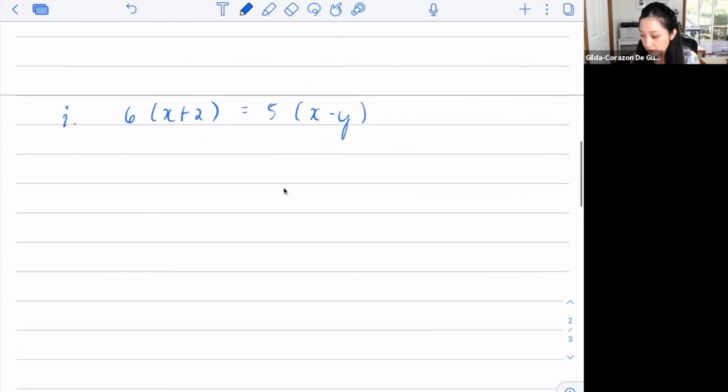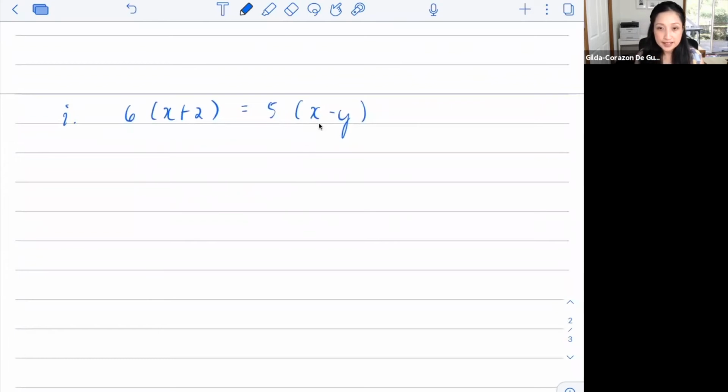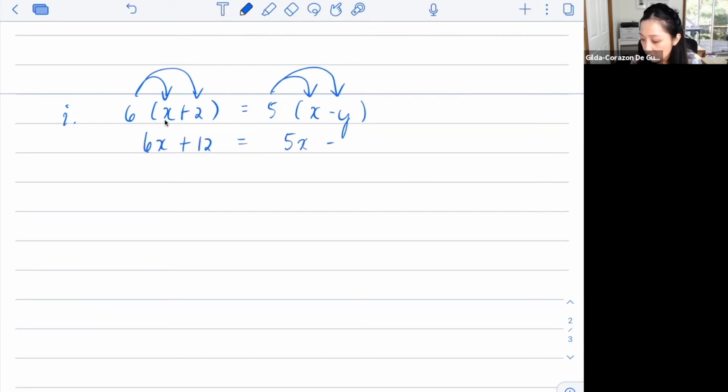All right. Next. Now we want, again, x by itself. It's similar to question E that we solved a while ago. So this time you've got x on both sides, right? So you want to expand each of those outside the brackets. So you've got 6x plus 12 equal to 5x minus 5y, right?